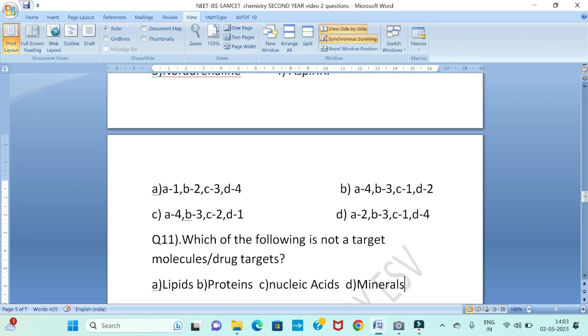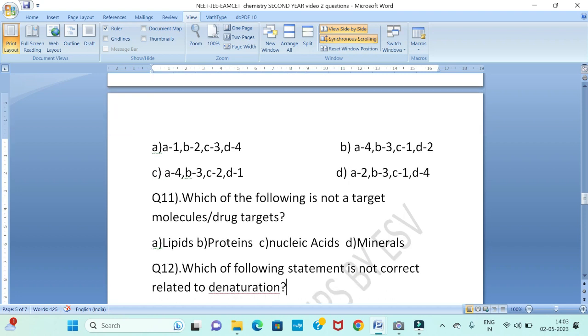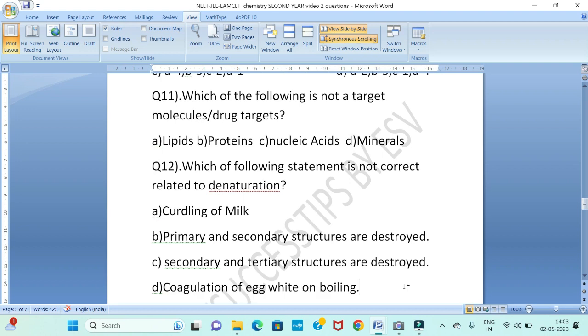Which of the following statements is not correct related to denaturation? Denaturation. Which of the following statements is not correct related to denaturation? This type of question they have also asked in earlier exams.